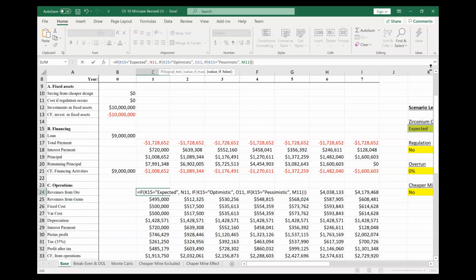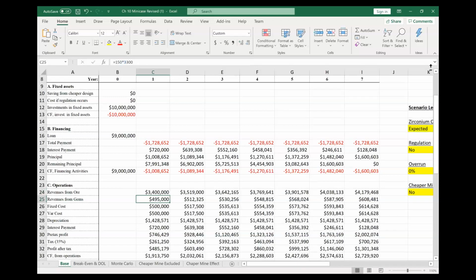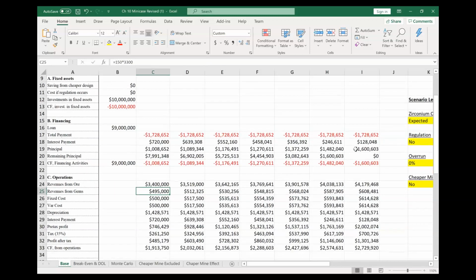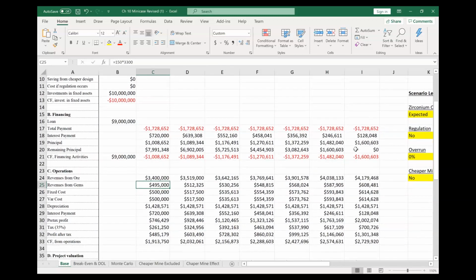Okay, thanks. The other question was for financing. My question was why wouldn't you include the total payment, which is the principal payment plus the interest payment? Why wouldn't cash flow from financing activities for year 1 be an outflow of 1.728 million? The total payment is 1.728 million, right? So why would you just include the principal for cash flow from financing?